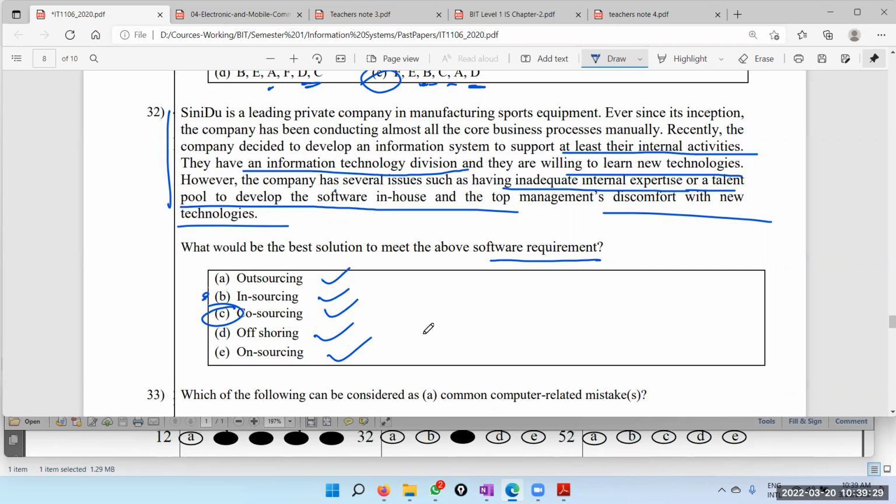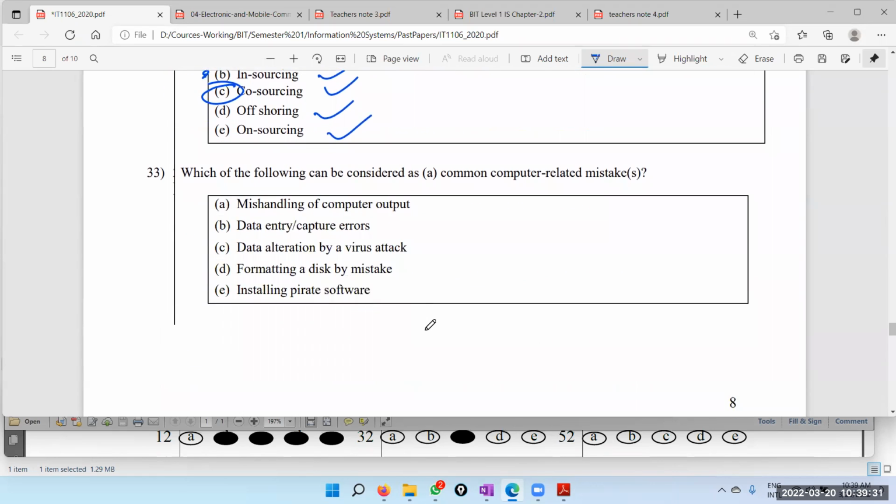Right. 33. Which of the following can be considered as common computer-related mistakes? Right? Mistakes.